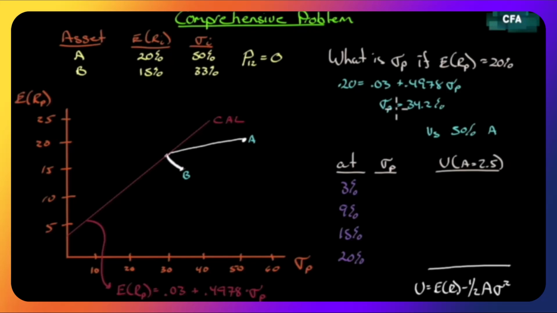So let's have a look at some different returns. If we were trying to get a 3% return, what would the risk of the portfolio be? Well, 3% is the risk-free rate, so the risk would be 0. If we were trying to get 9%, you put 0.09 here and you solve, you'll find that it is 12.1. If you put 0.15 in here and solve for the standard deviation of the portfolio, you'll get 24.1, and finally 20% we know is 34.2. Well, there we go. Great.